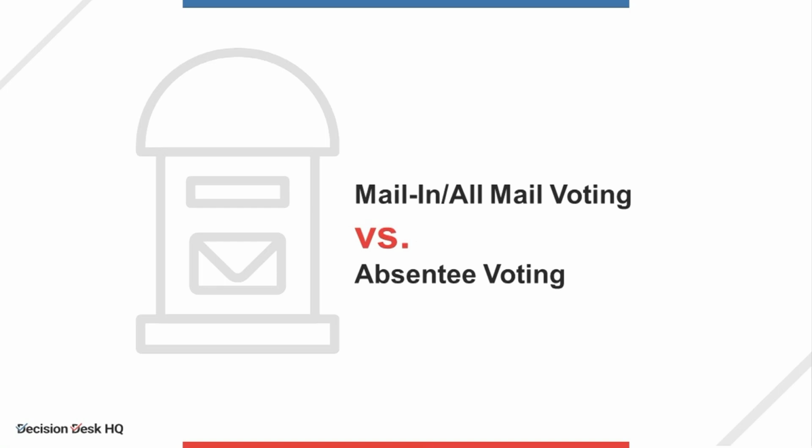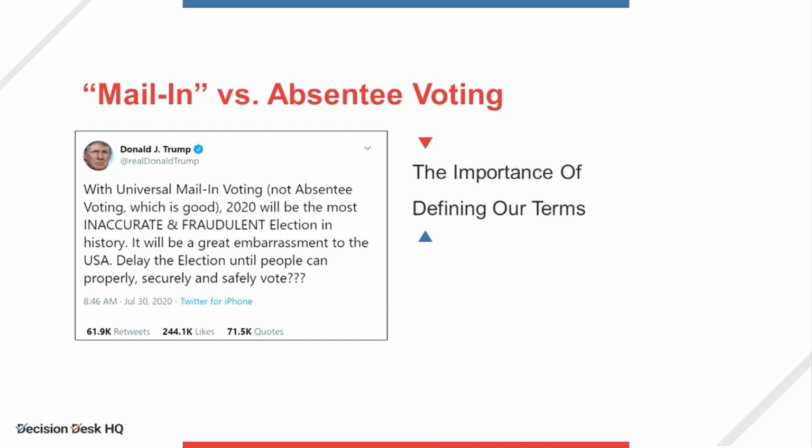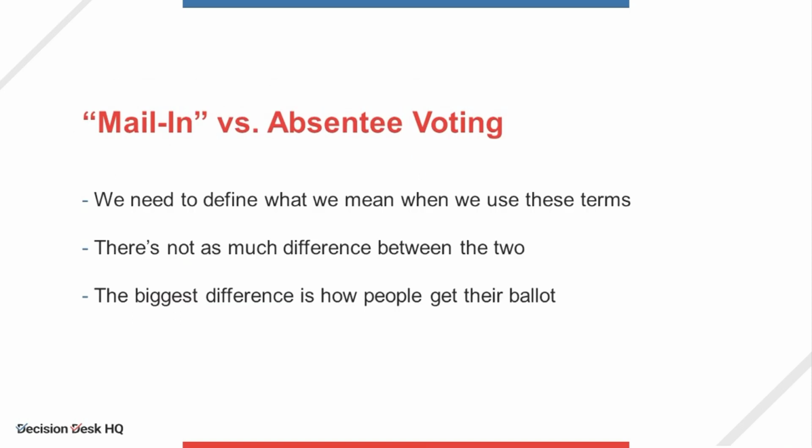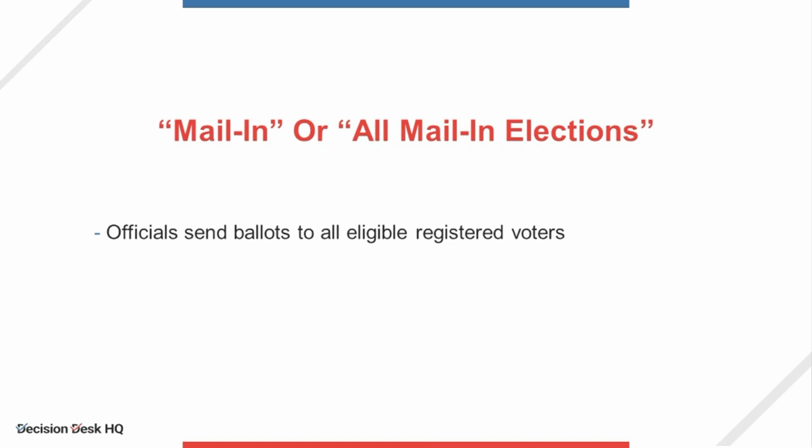So let me give you my understanding, from listening to various reports from the president to high-ranking Democrats and state election officials, about what we're talking about when we say mail-in versus absentee. I don't think the distinctions are as large as many people seem to be making them, or that is hardening in the public consciousness. Mail-in voting, or all mail-in elections, the key feature of those is that the election officials send a ballot, an actual ballot that the voter fills out and sends back, to each registered voter. That's the main feature there.